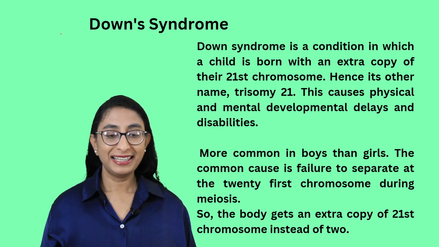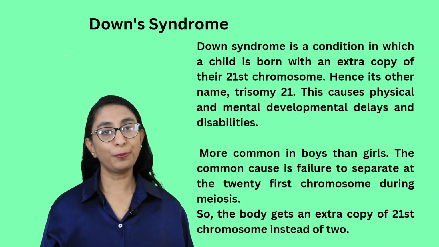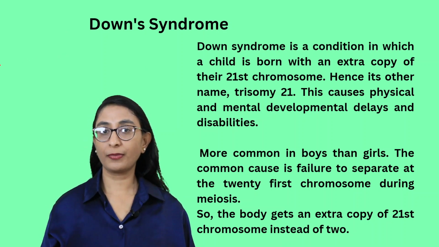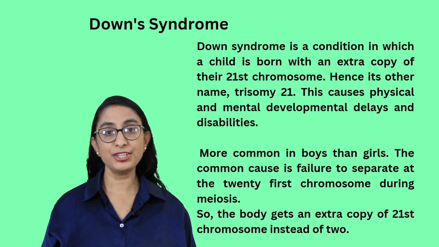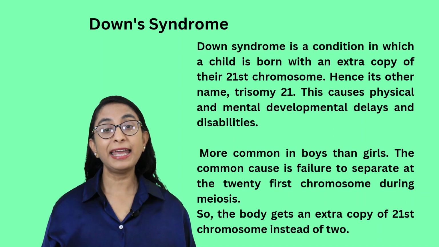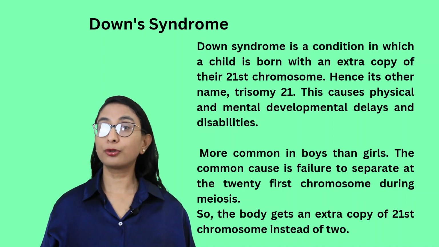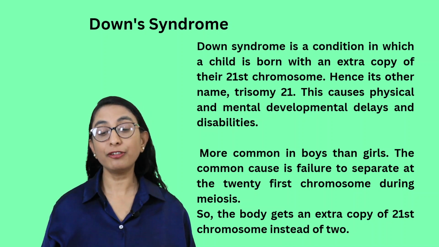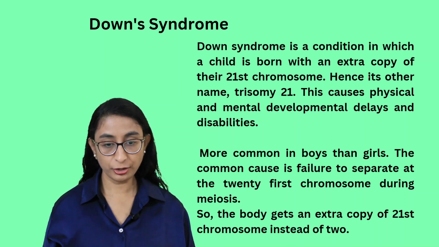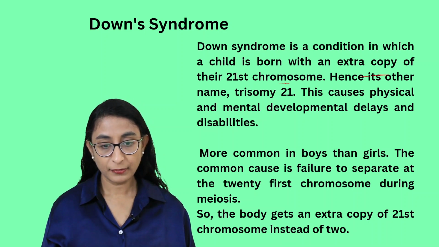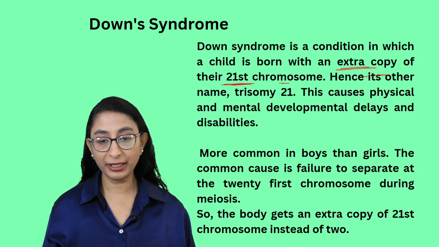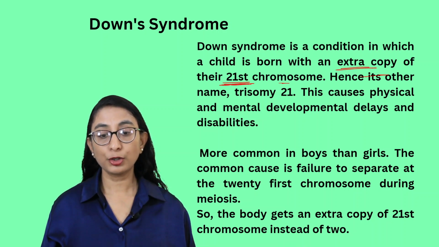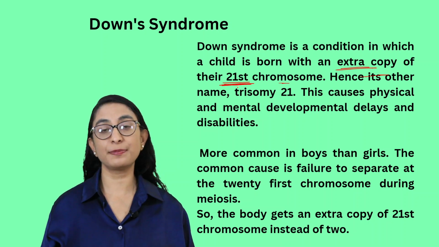So let's begin our discussion with the topic Down syndrome. What is Down syndrome? Down syndrome is a condition in which a child is born with an extra copy of chromosome in the 21st position. So here you can see the child is born with an extra copy of chromosome at the 21st place.